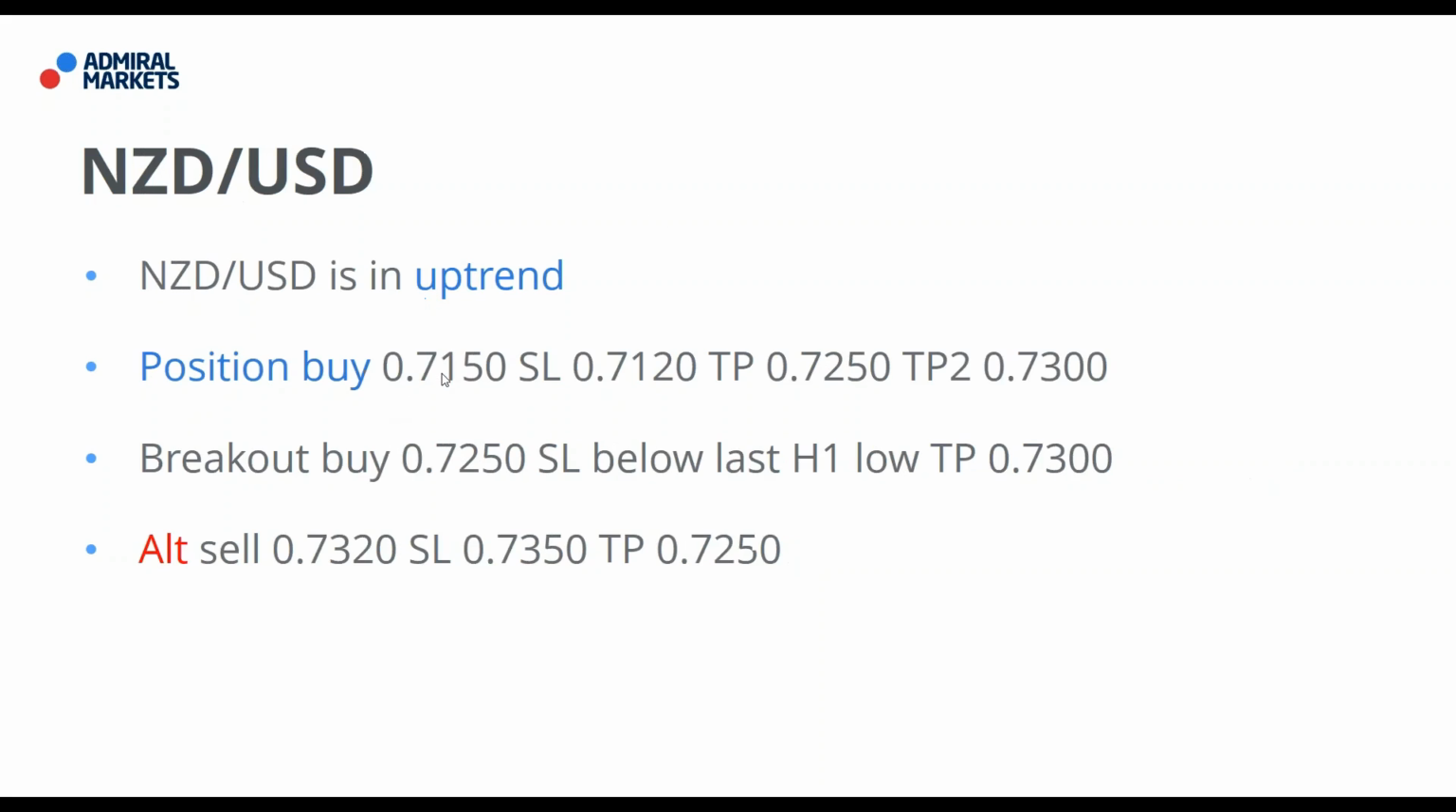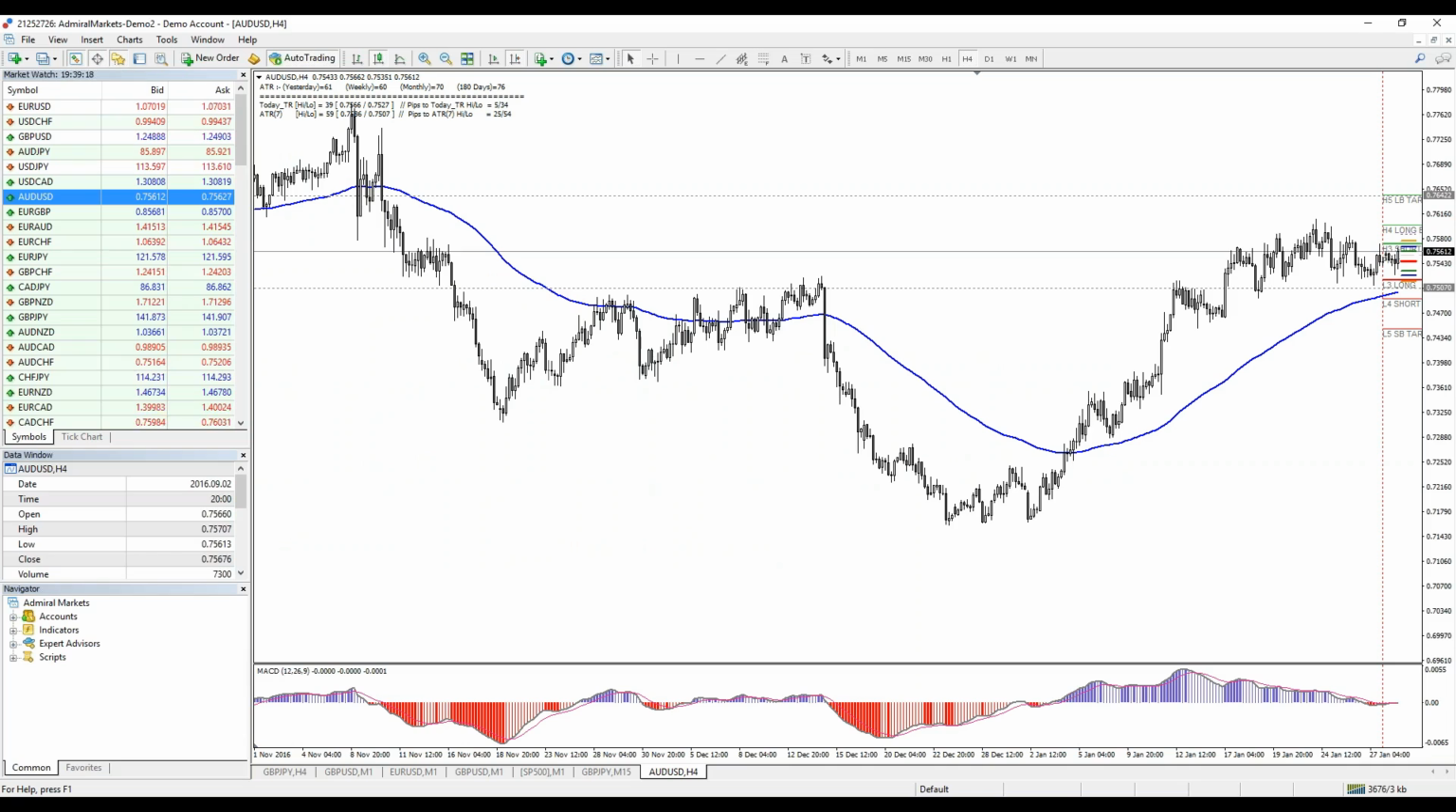Okay, and finally New Zealand dollar. 1.7550 is buy, 71.20 is stop, 72.50 is target, 73 is second target. Breakout buy trade 72.50, stop loss below last H1 low, TP is 73.00. And 73.20 is a sell position. Stop loss 73.50, TP is 72.50. So once more, New Zealand dollar.